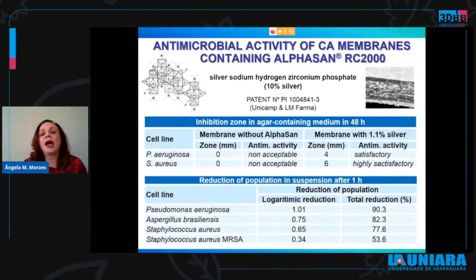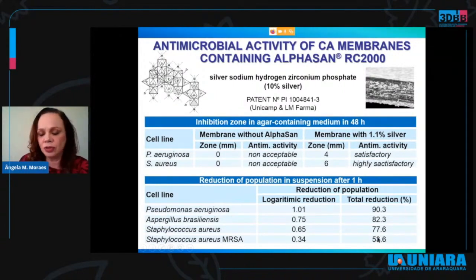And we observed that by just adding these components, what we saw before was totally circumvented now. We saw an inhibition zone of 4 millimeters for Pseudomonas aeruginosa and of 6 millimeters for Staphylococcus aureus. So very nice effects, from satisfactory to highly satisfactory, for these two types of cells. And when suspensions of these and other types of cells were in contact with these membranes for 1 hour, we noticed a very significant reduction in the population, even for a multi-resistant strain of Staphylococcus aureus.